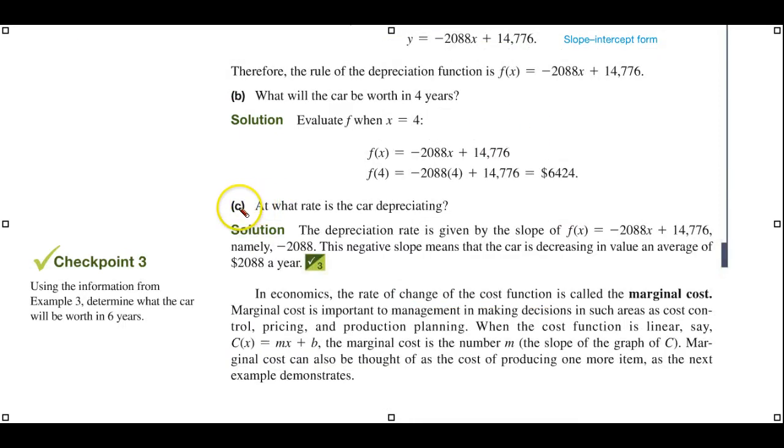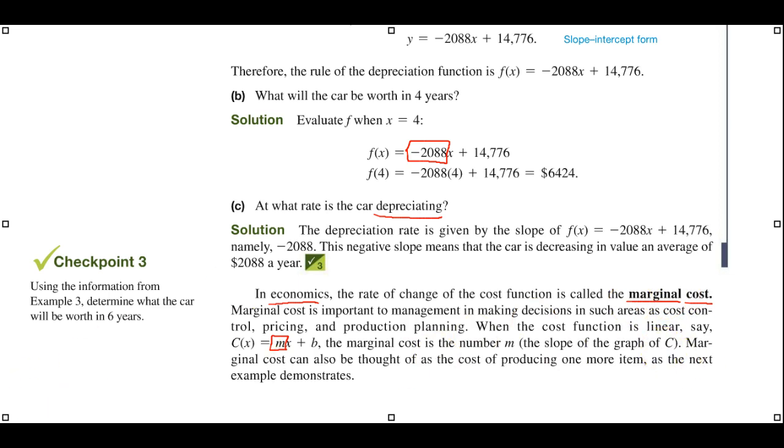And our last item here, C, at what rate is the car depreciating? Well, again, this is rate of change, and that happens to be the slope here. And what does that mean? Well, each year your car will lose this much in value. Now, as we continue, they're talking about another term that in economics is used, and that's sometimes called marginal cost. Well, marginal cost is actually just another name for slope, depending about what you're talking about. And these are the marginal cost.